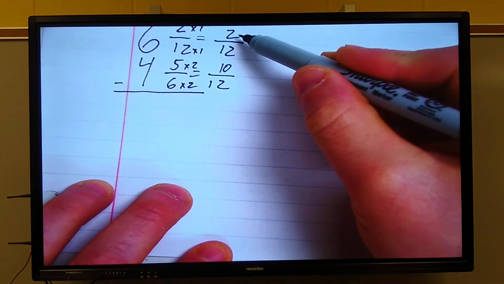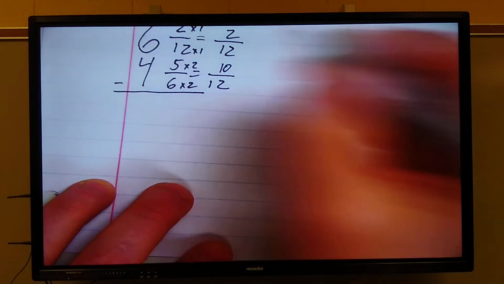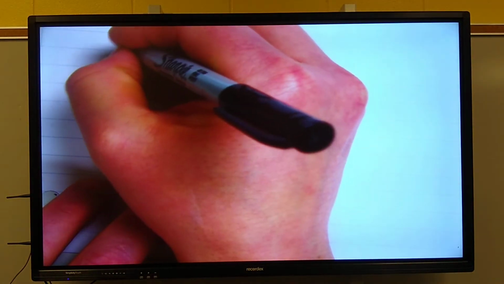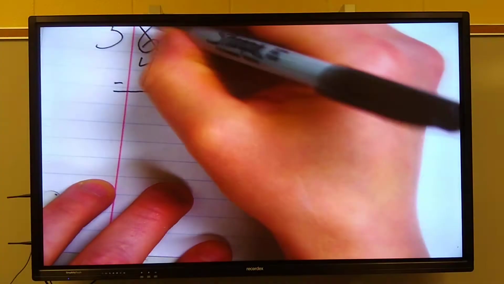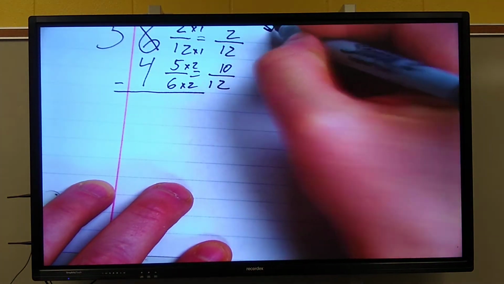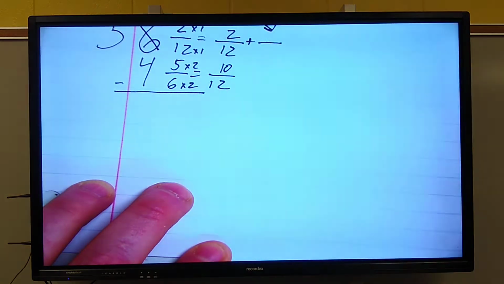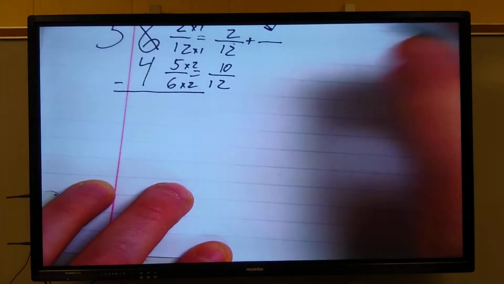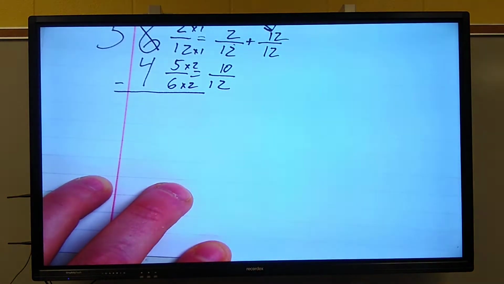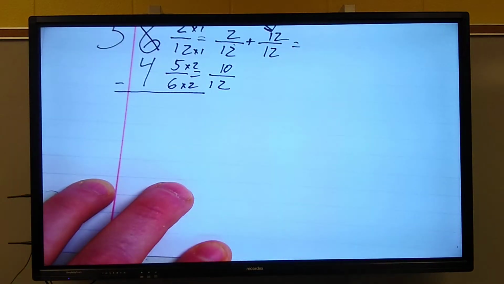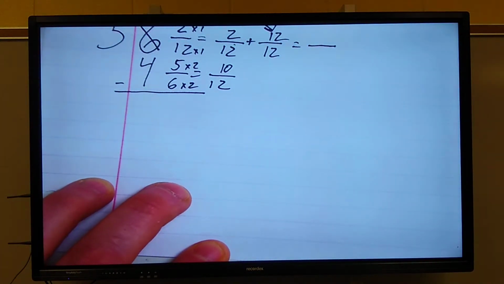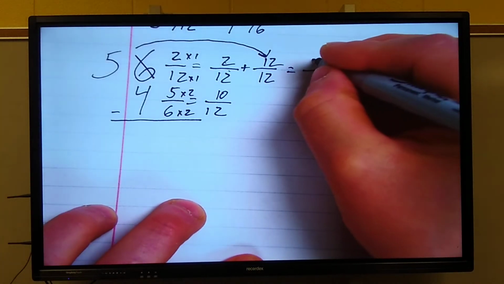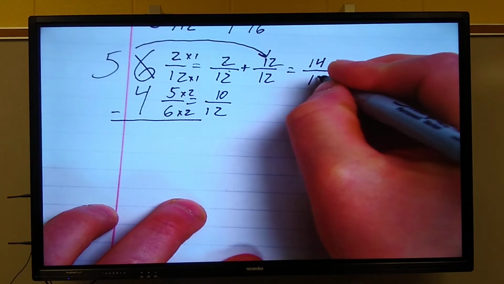Now, I cannot subtract 2 minus 10. I must borrow. Go over to the whole number. Take 1 away. 6 minus 1 is 5. Now I'm going to move that 1 I just borrowed over here as a fraction and add it to this fraction that needs to go up. I'm going to use my denominator, 12, and I'm going to make it the numerator as well. And then I will add those two fractions. Sorry about that. 2 plus 12 is 14. And then my denominator stays the same.